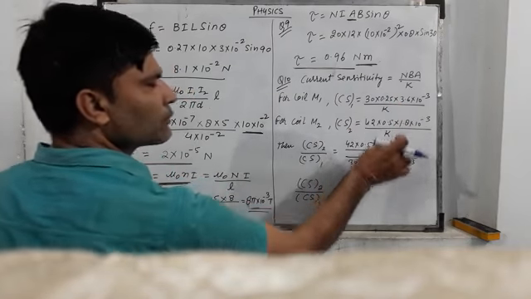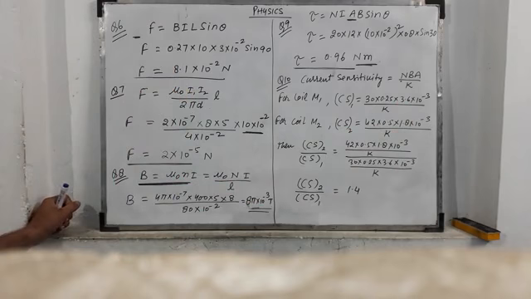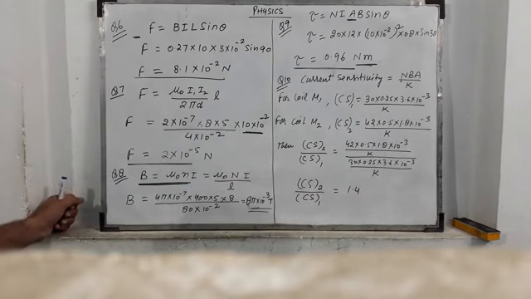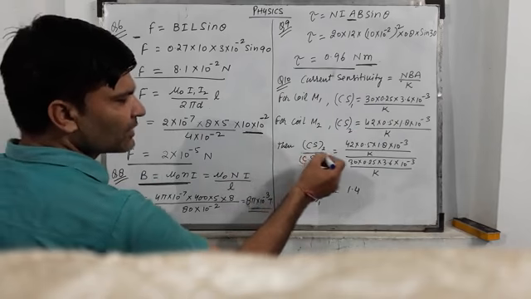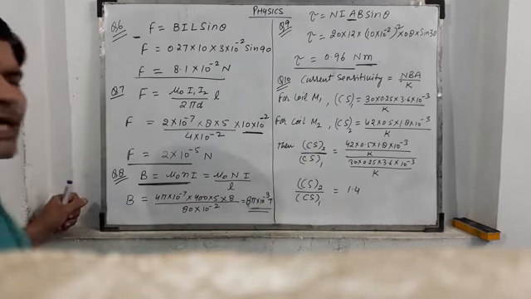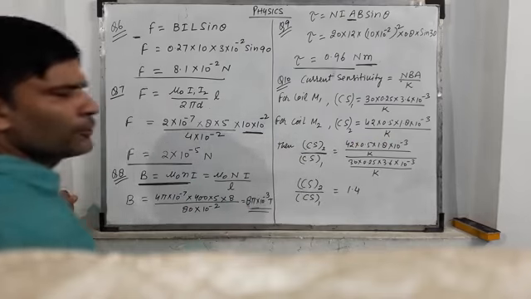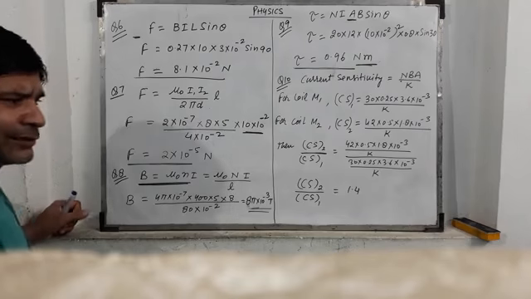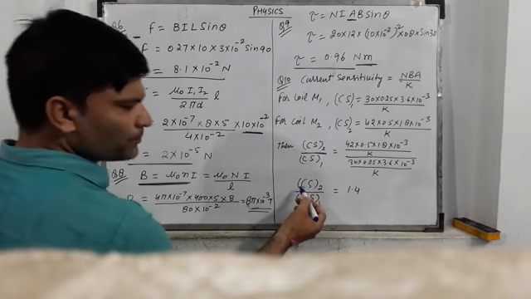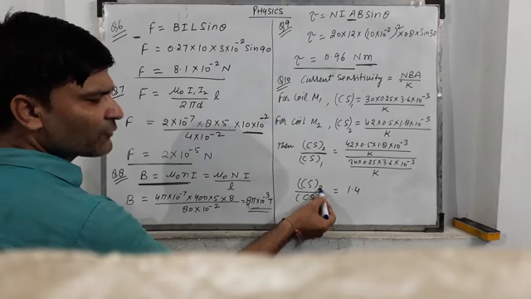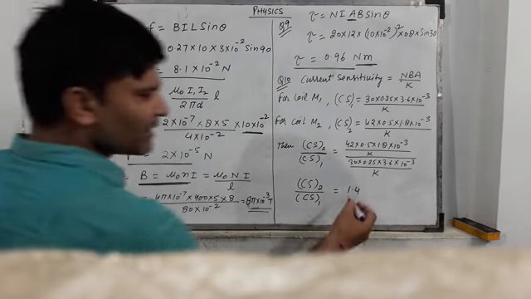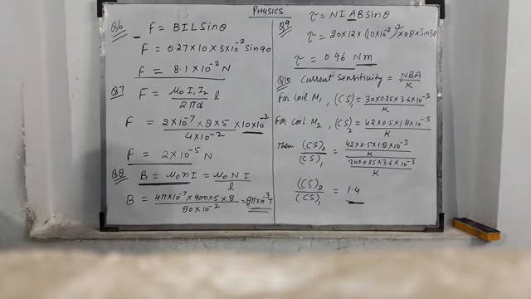That is, spring constants are the same. Now there is no need to calculate these values. Simply put the ratio, current sensitivity for M2 to current sensitivity for M1, and by putting in the values, most of the quantities cancel and we get the ratio of current sensitivity for M2 to the current sensitivity for M1 equal to 1.4.